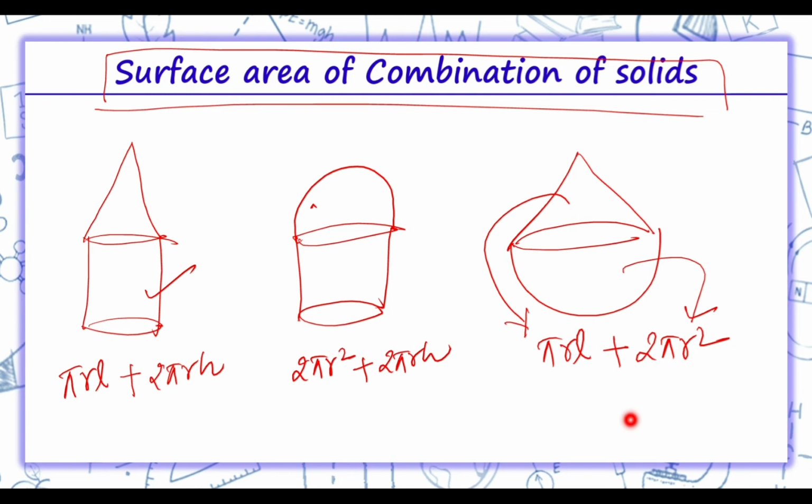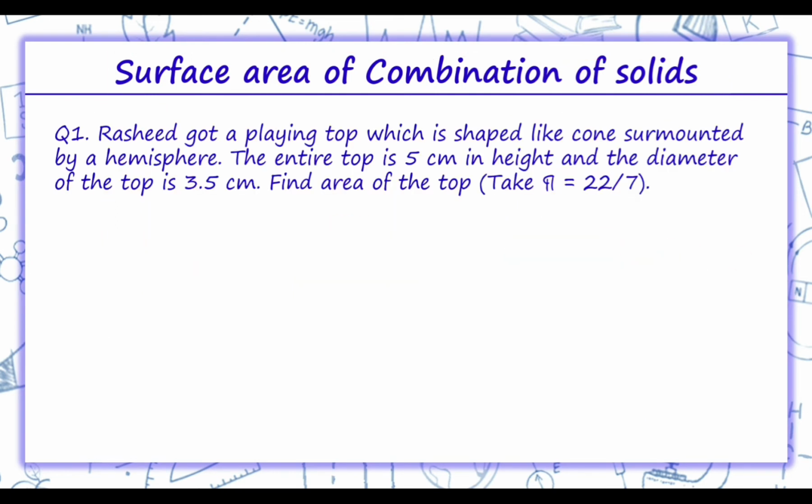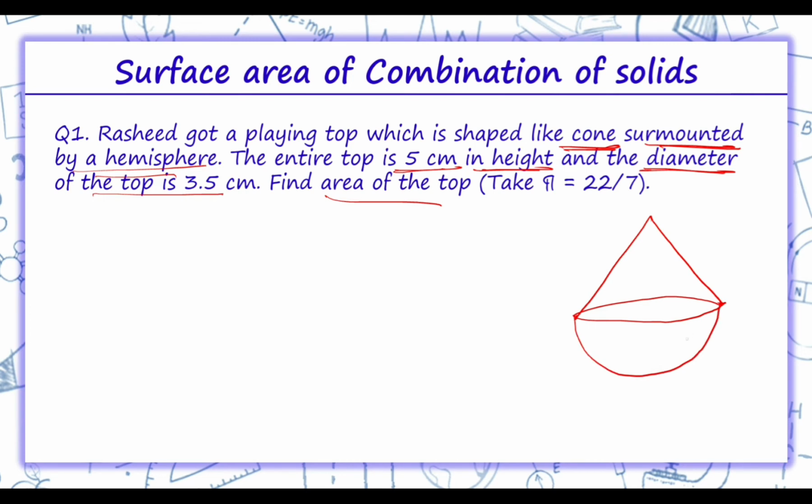Now moving on to the question part. The first question is, Rashid got a playing top which is shaped like cone surmounted by hemisphere. Entire top is 5 centimeter in height and diameter of the top is 3.5 centimeter. We have to calculate area of the top. So like this, it is a top which is like cone surmounted by hemisphere. The total height of the top is given, which is 5, and diameter is 3.5. So obviously radius will be 3.5 by 2.